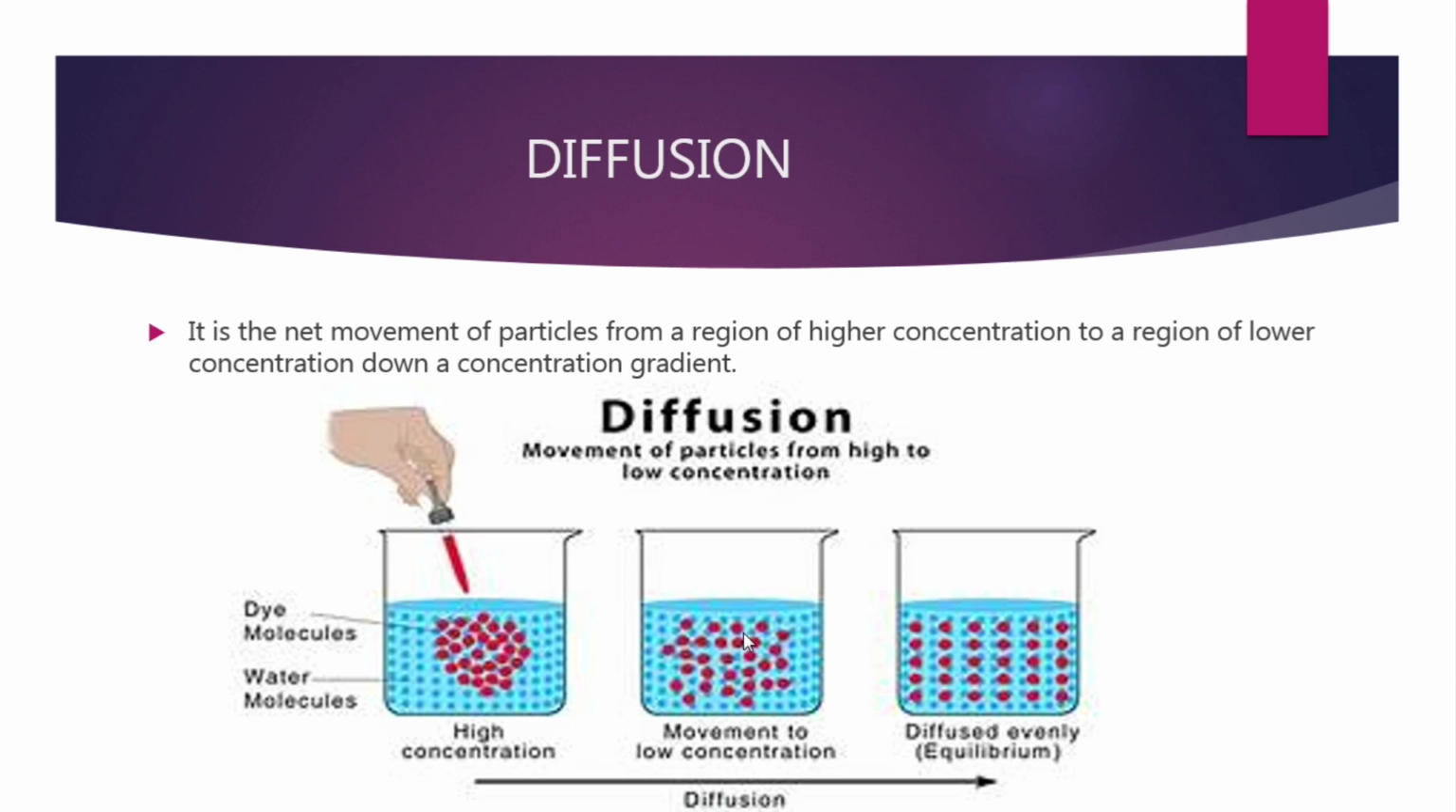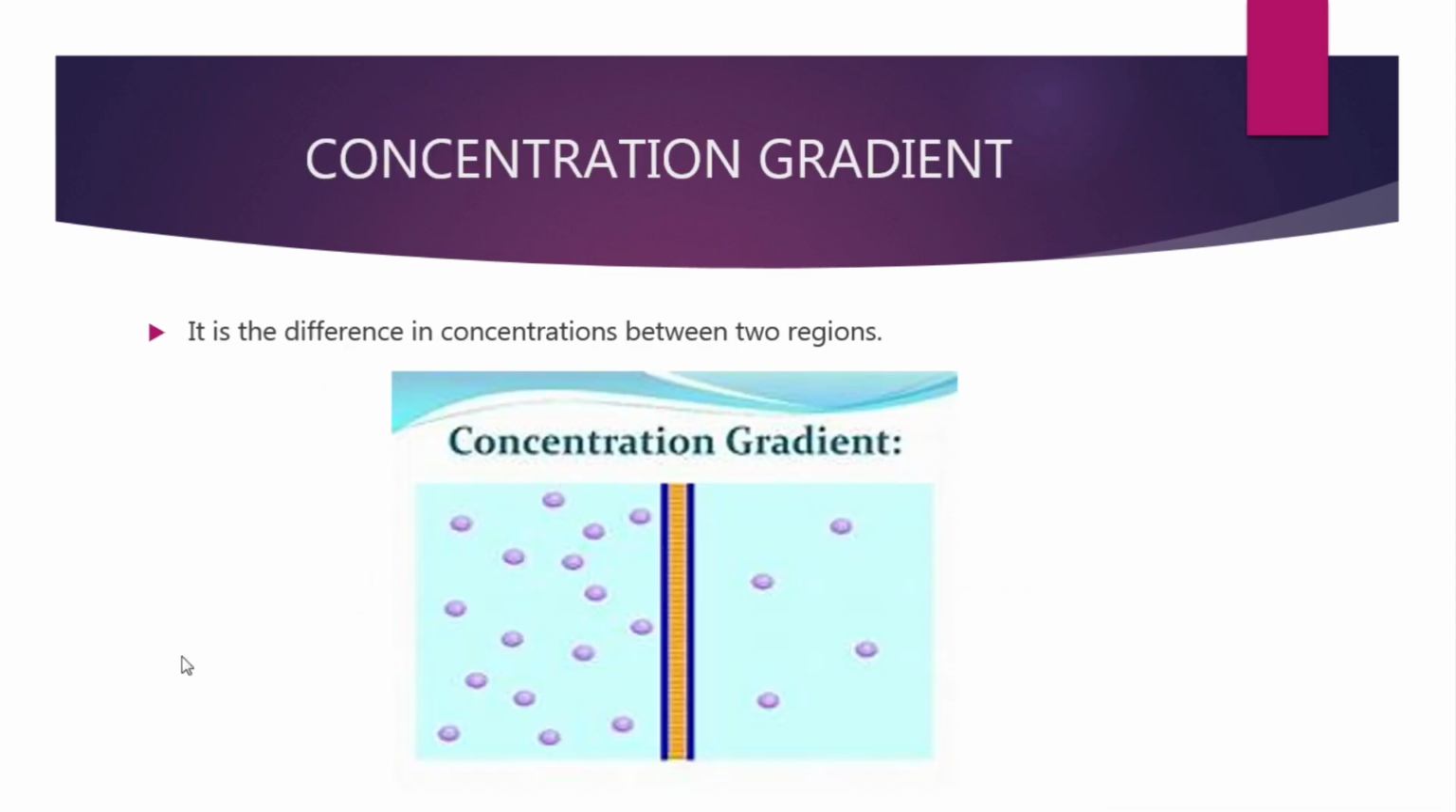So diffusion is totally related to the concentration gradient here. Diffusion is the net movement of particles from a region of higher concentration to a region of lower concentration down a concentration gradient. If you take the example from here, on the right side the particles are in a lower concentration, and on the left side the particles are in higher concentration. So in diffusion the particles move from a region of higher concentration to a region of lower concentration. So over here the particles will move from the left side to the right side, as the left side has a higher concentration of particles compared to the right side.